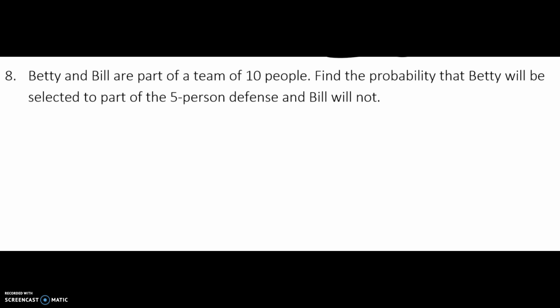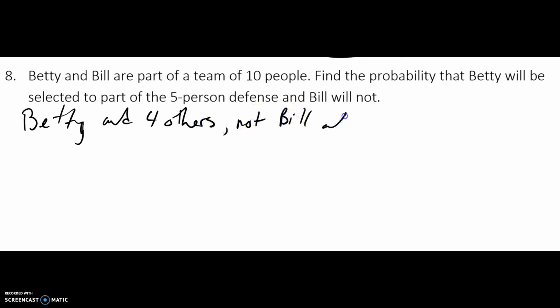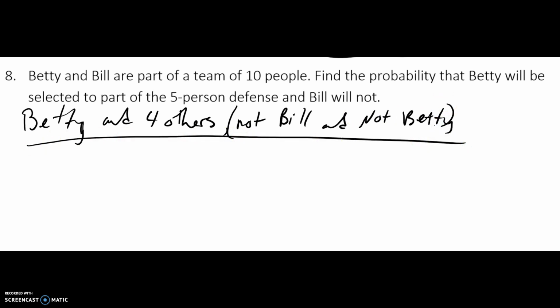We want to find the probability that Betty is selected to be part of the 5-person defense and Bill will not. Okay, so really what we're looking at here is, and I like to write this out in words, so Betty is going to be on this team along with 4 other people, okay, but not Bill. And what I mean by that is, of those 4 people, maybe I'll put that in parentheses, not Betty and not Bill, okay, out of a total of, it's a combination here, so there's 10 people to choose from, and we're choosing a total of 5 of them.